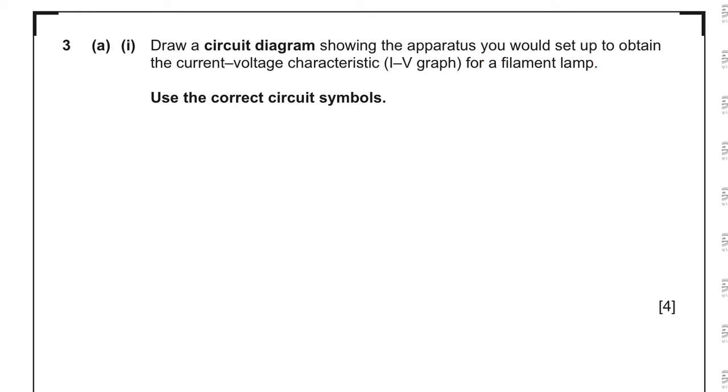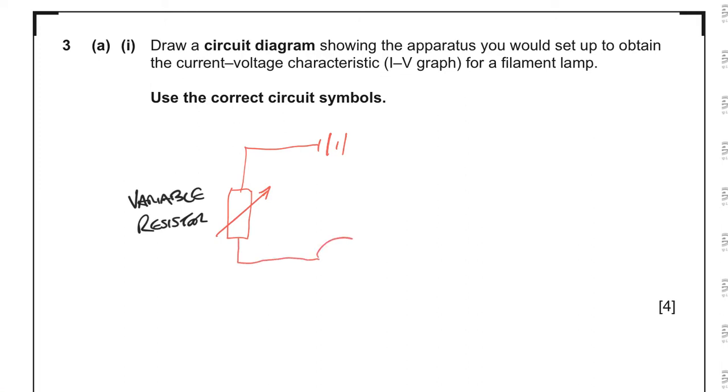Okay, so what kind of things are we going to need here? We're going to need some kind of power pack or voltage source. And we're going to need some way of varying the current, so a variable resistor would suit for that. The lamp itself is going to have to be in the circuit, and we're going to need to be able to measure the current in that lamp, so an ammeter.